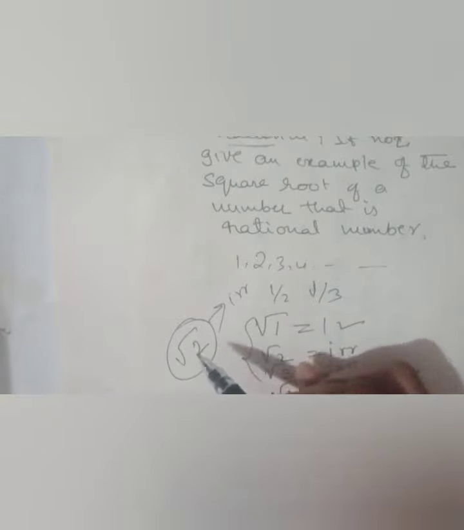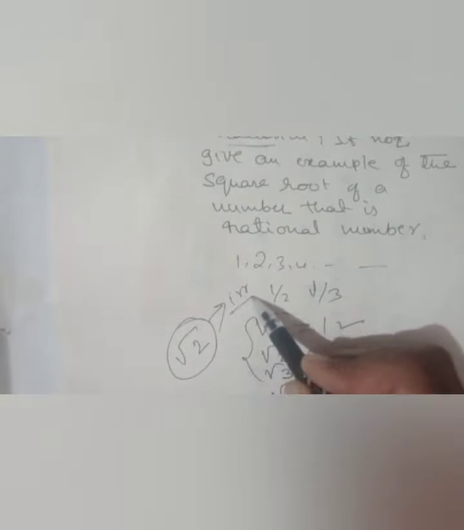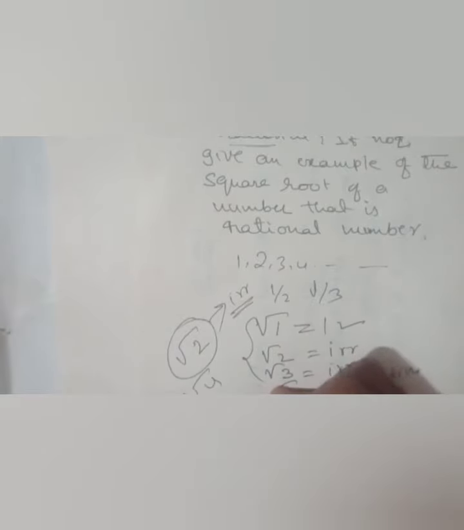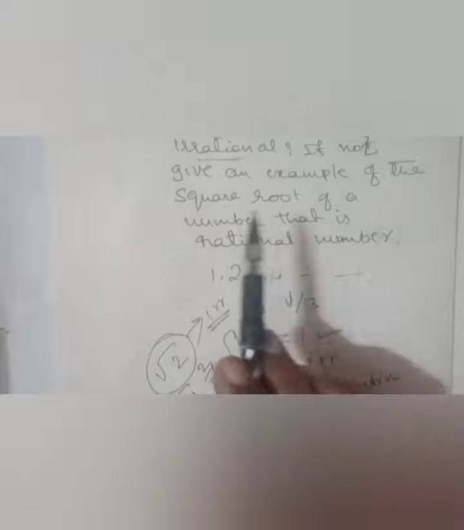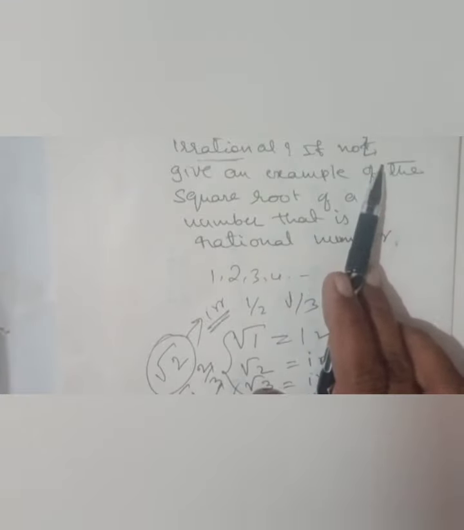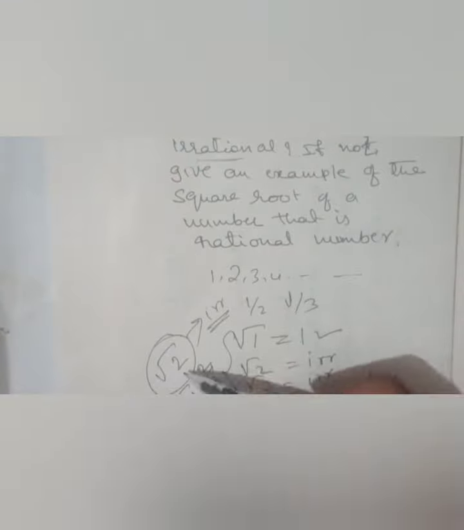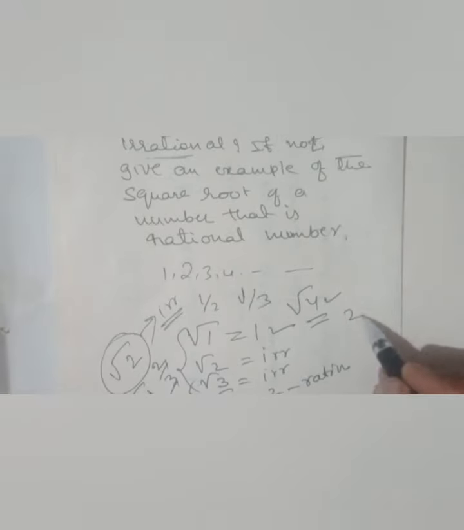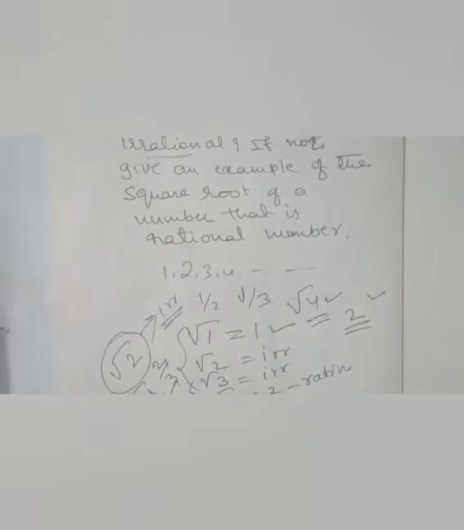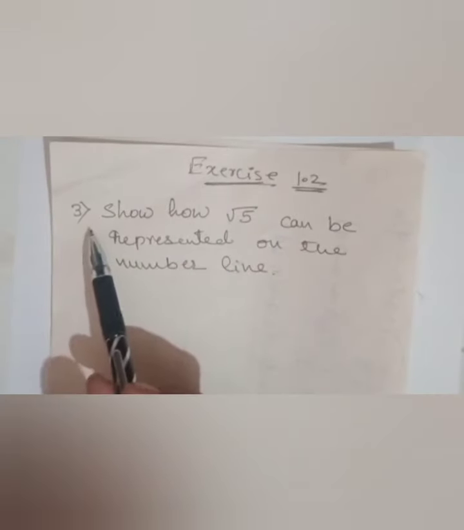If it is not a perfect square, only in that case you call it an irrational number. Square root of 4, square root of 9, square root of 25 are not irrational numbers. These are rational numbers, as you know, this is 2, this is 3 and this is 5. So you are not going to call the square root of all numbers irrational. If asked, give an example: you say square root of 4, it is a positive integer, and square root of 4 we know is 2, which is a rational number. This way you have to explain. This is exercise 1.2, question number 3.